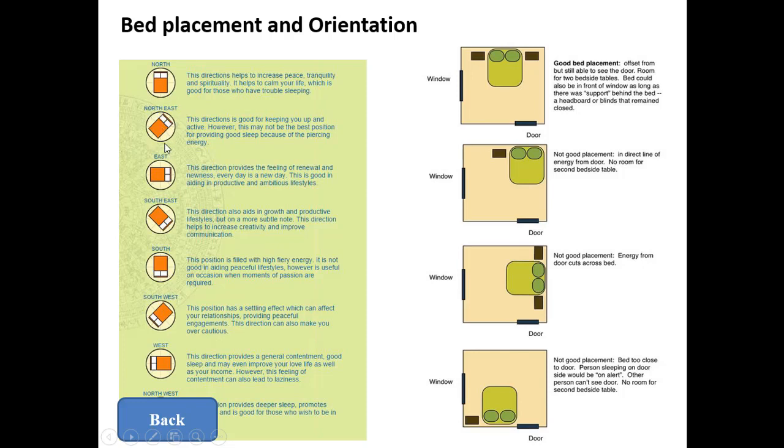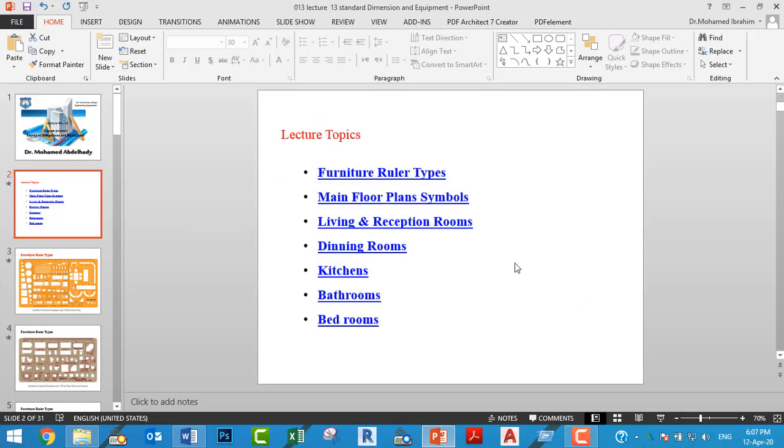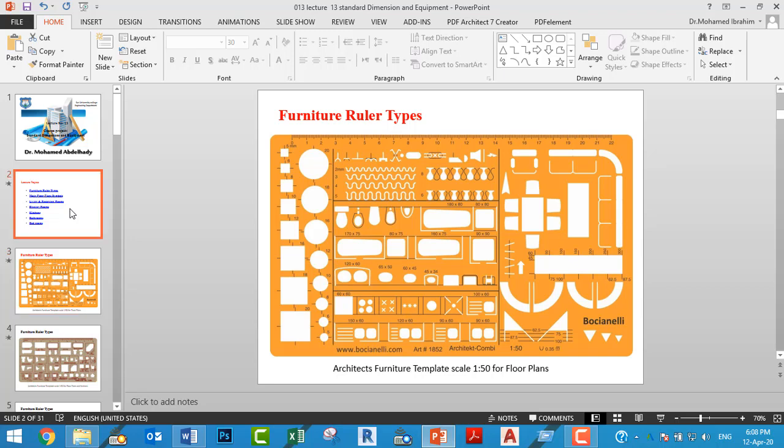If you can orient the bed to the northeast, it will help you to have good energy and so on. Okay, so in today's lecture we learned the different types of furniture, and I recommend you keep in your mind all the standard dimensions, and you must draw the furniture by hand first. After that you can use the ruler as we said.